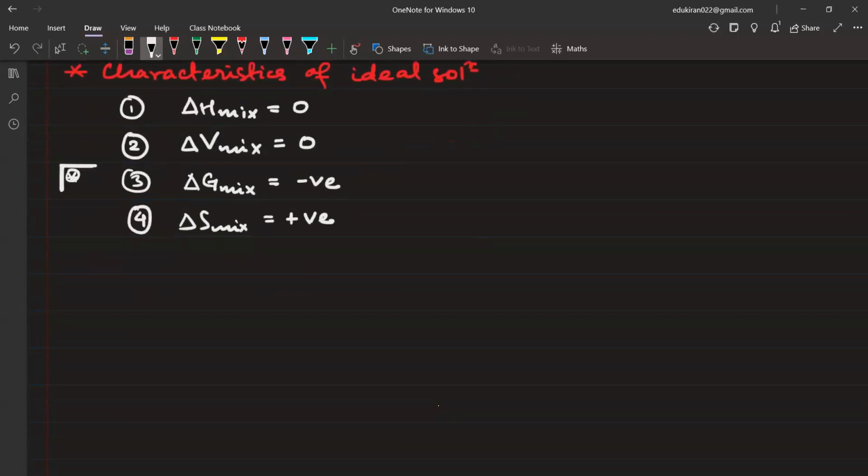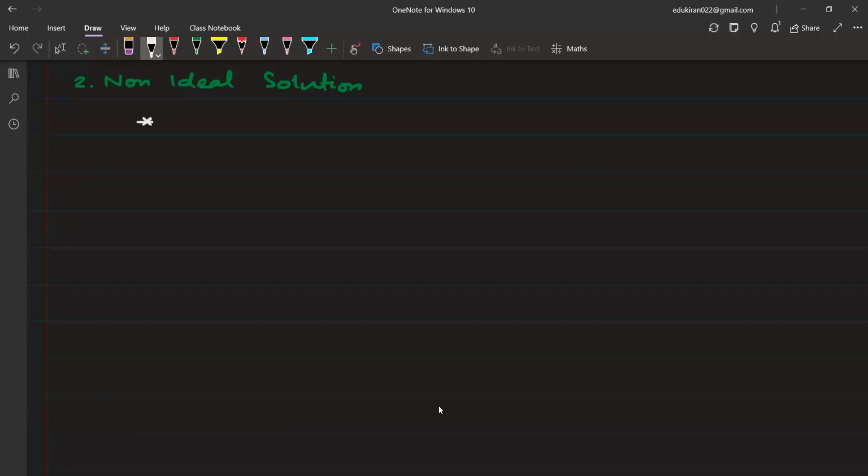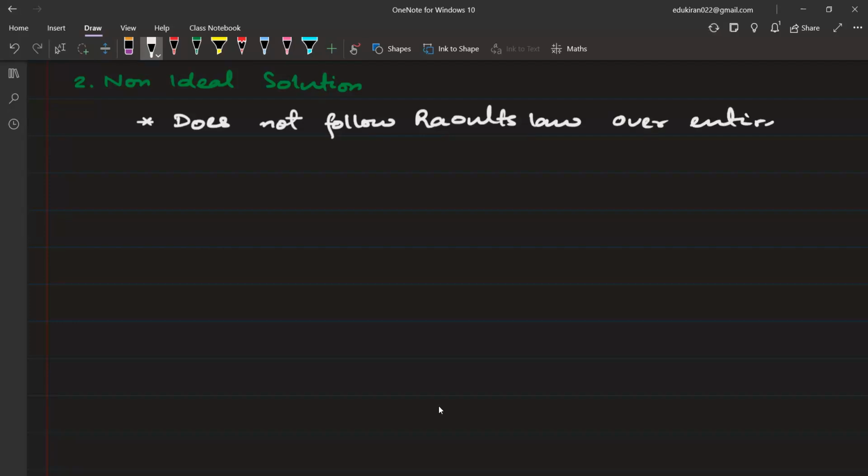After this, please write non-ideal solution. So obviously, in a non-ideal solution, we can write that it does not follow Raoult's law over the entire range of concentration.